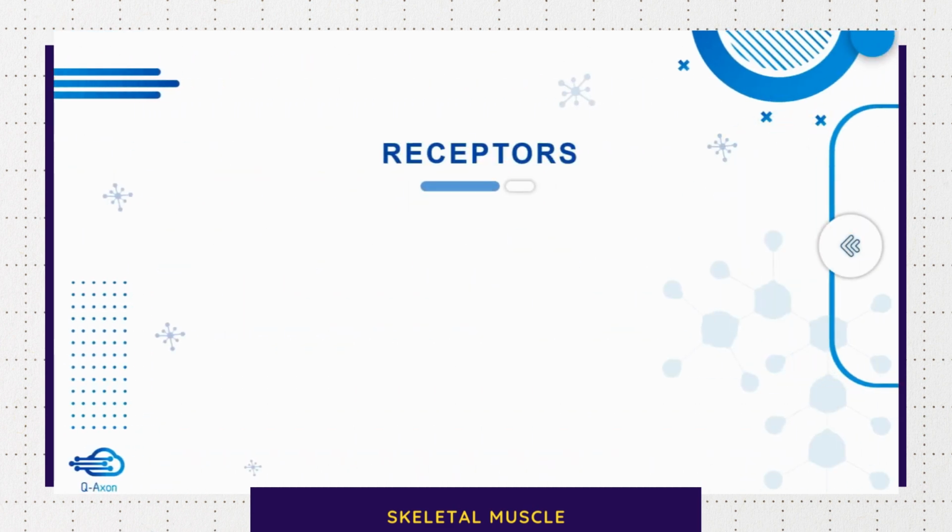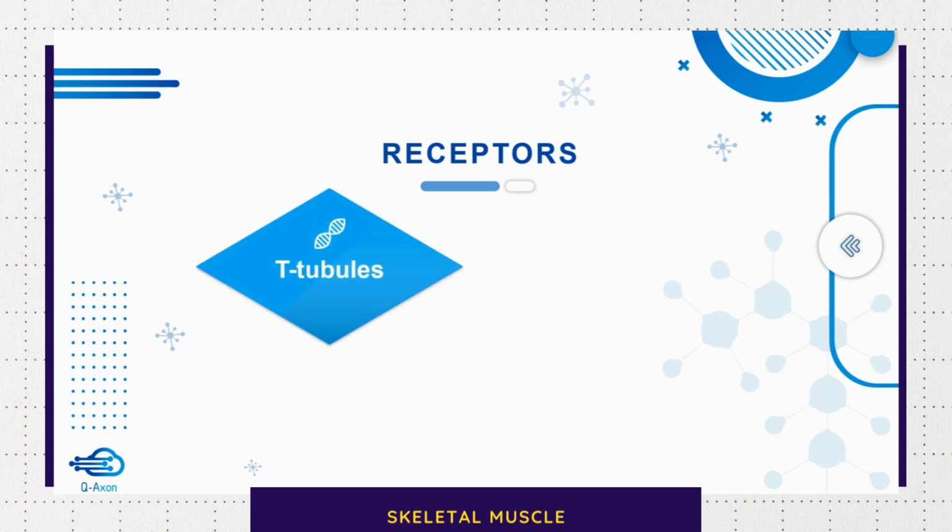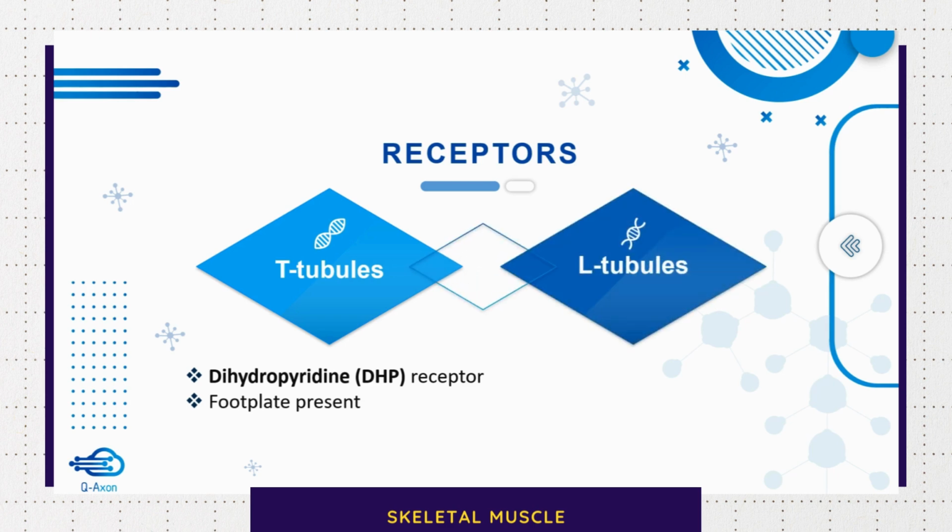So as we just saw, the receptors play a very important role in mediating the process of muscle contraction. So on the T-tubules, we have the DHP receptor, which has a rather unique foot plate, which can establish contact with the ryanodine receptor during muscle contraction. The L-tubules have the ryanodine receptor, which is an intracellular calcium release channel.